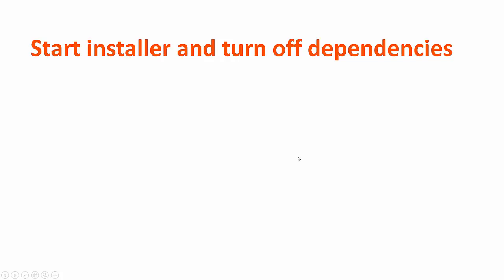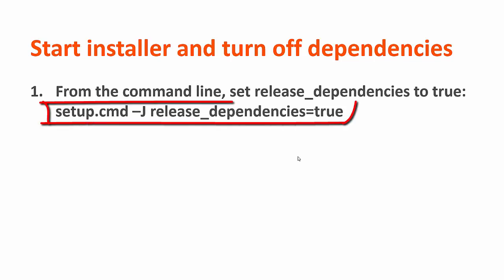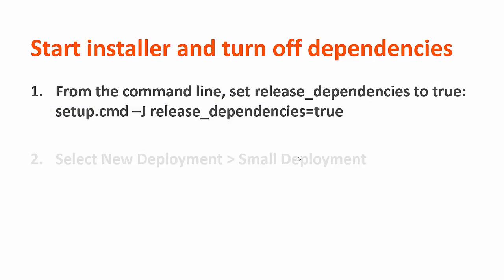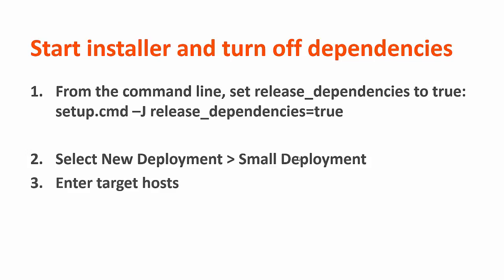You must start the installer from the command line and, quote unquote, release the dependencies. That is, what you're doing is you're turning off the dependencies. So number one, from the command line, set release dependencies to true. And then continue with the installation like you normally would. We're going to select the new deployment and small deployment options, and then enter the target hosts for the small deployment. This is a great place to stop this first video and catch our breath.